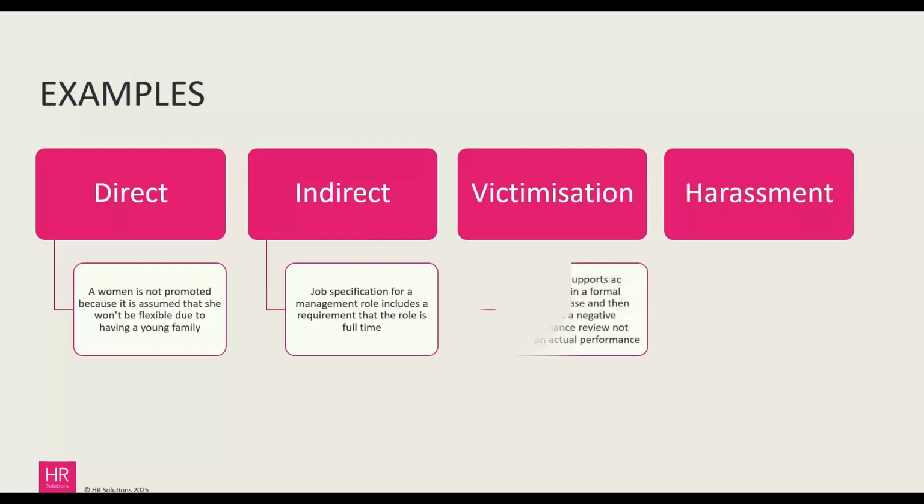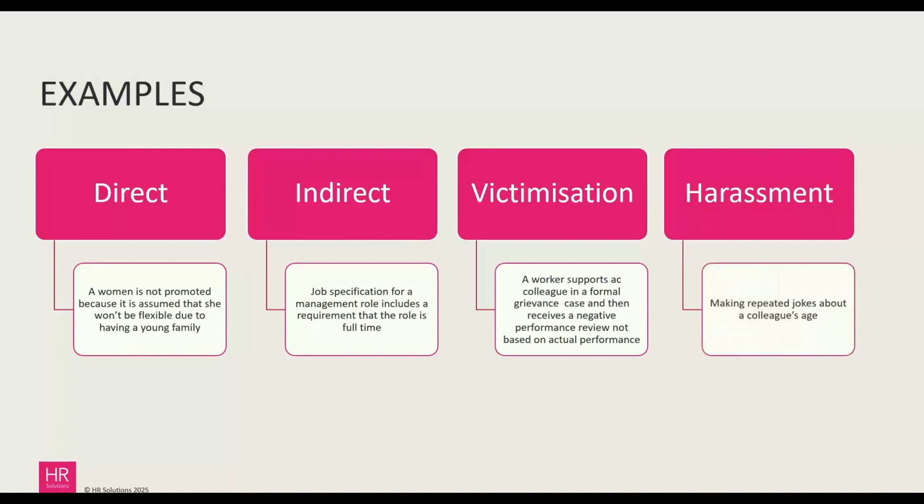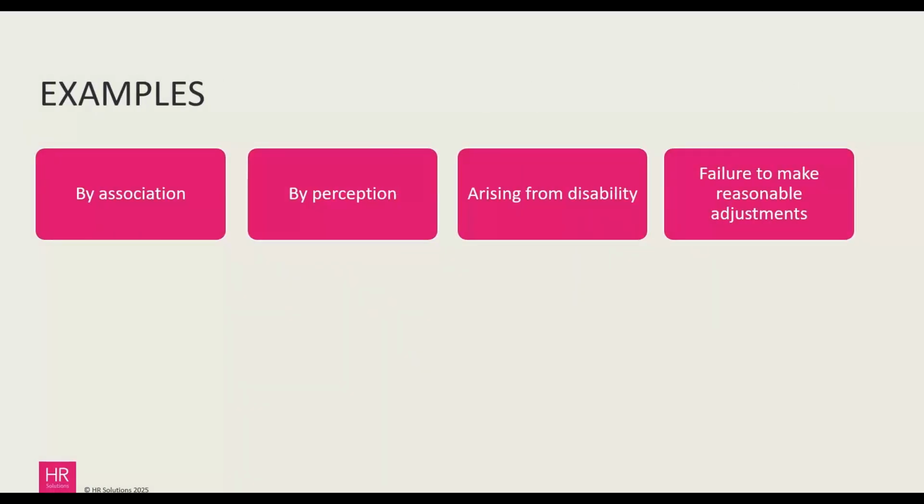When it comes to victimisation, the example here is a worker who's supporting a colleague in a formal grievance case, and then goes on to receive a negative performance review that's not actually based on their actual performance. That's going to be as a result of a protected act, i.e. they supported as a rep in a grievance process. So that's how we can illustrate the victimisation. And then harassment could be making repeated jokes about a colleague's age, for example. That would constitute harassment. And then those four other areas that I spoke about.